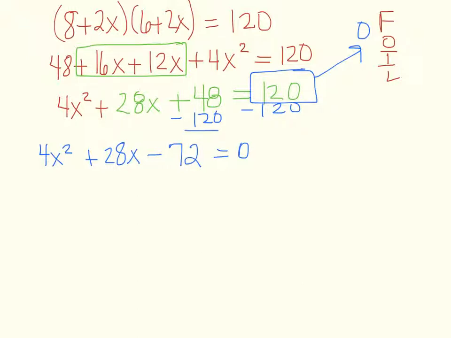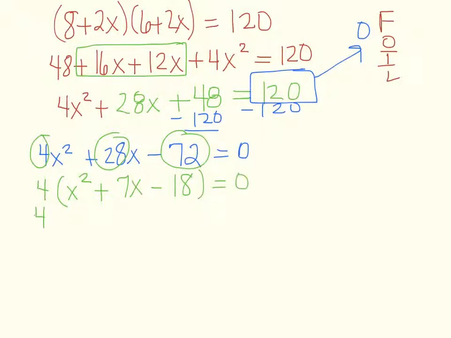First step to factoring is always to pull out the greatest common factor. 4, 28, and 72 can all be divided by 4. So I'm going to pull out a common factor of 4. And 28 divided by 4 is 7. And 72 divided by 4 is 18. Okay. I'm going to leave the 4 out front and I'm going to factor this trinomial.